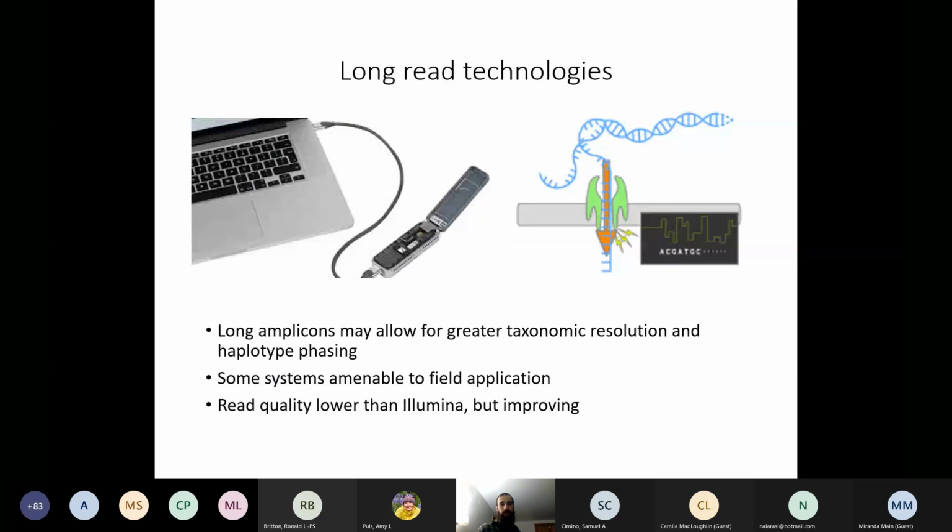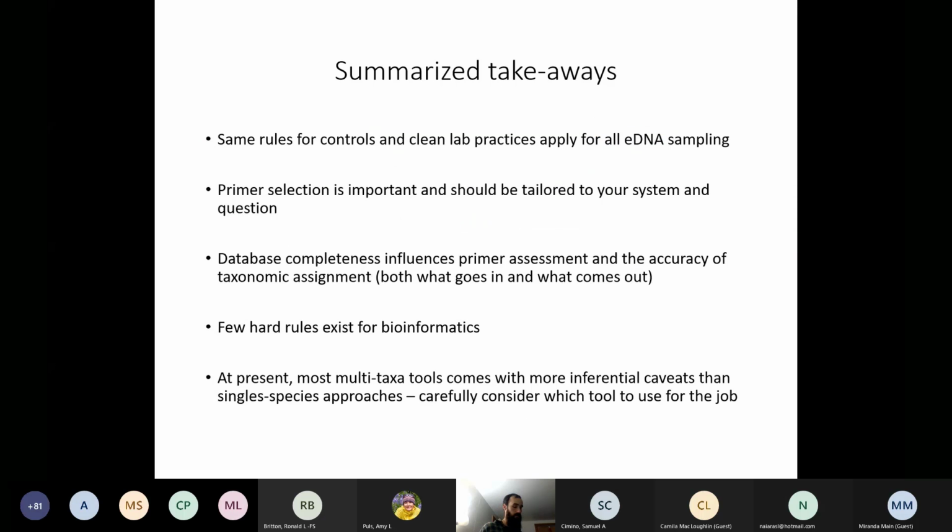And then finally, I'm going to point out long read technologies. I talked about Illumina sequencing, which is our current dominant approach. But there are some new systems such as the nanopore MinION sequencing technology. These may allow us to sequence longer amplicons that allow for greater taxonomic resolution, or allow us to do haplotype phasing in order to do some actual population genetics type work from environmental DNA sampling. And some of these systems are also amenable to field application, which might be exciting for a quick turnaround or working in remote areas. All right, so I'm going to take this last slide to summarize the takeaways that I want to communicate from this.